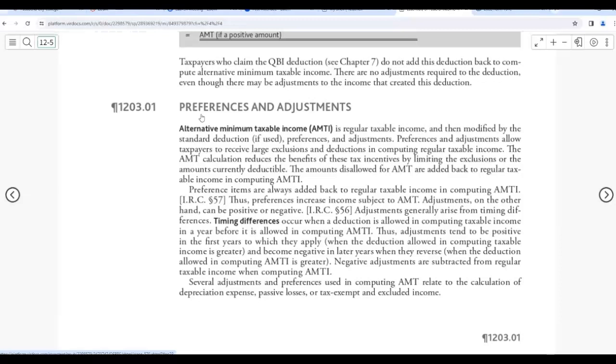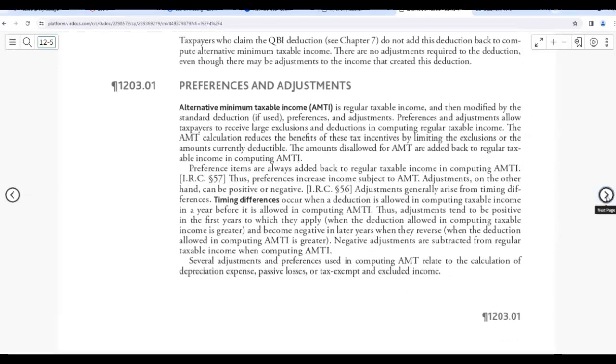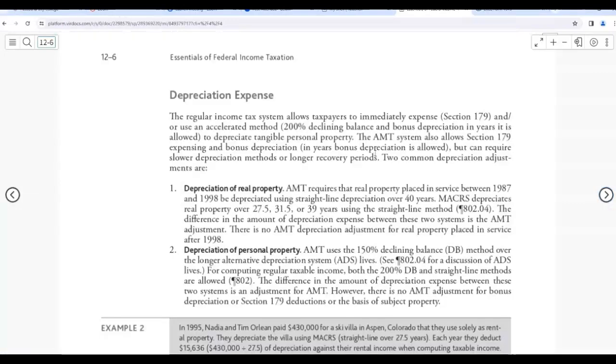There are things like bonus depreciation. So what type of things did you use in order to accelerate your deductions during the year? You have to do some adjustments based on those. So here are several adjustments and preferences used in computing AMT to calculate taxes. What are those? Maybe we can see some of those on the next page.